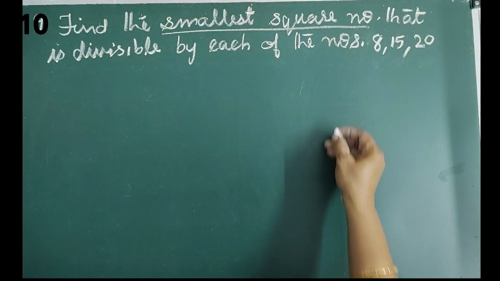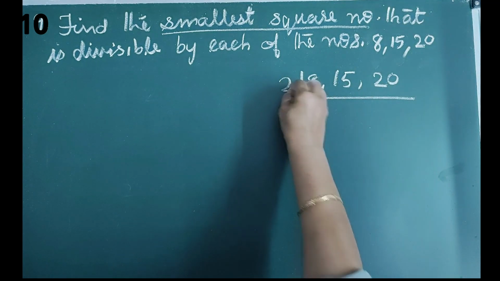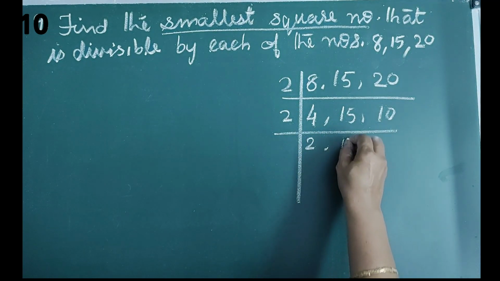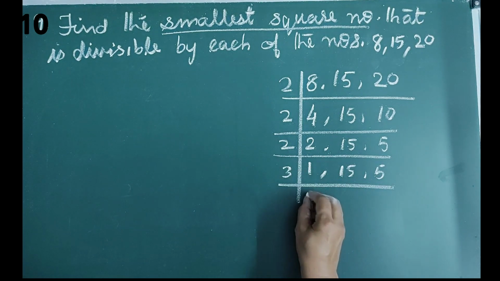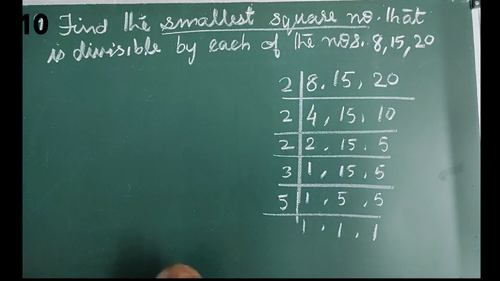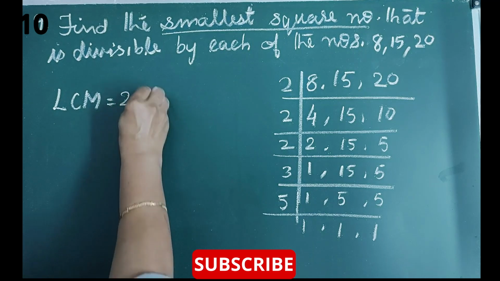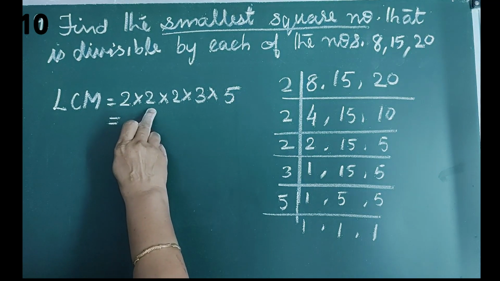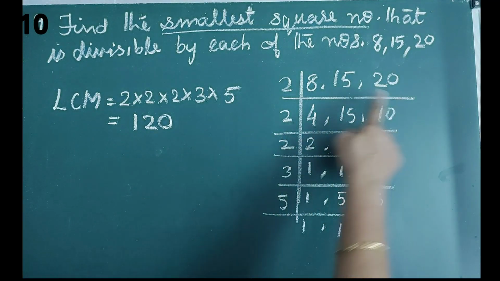So, the LCM of 8, 15 and 20 is, first by 2, then 4, 15, this will be 10. Again by 2, that is 2, 15, 5. Then 2 ones are 15, 5. Then by 3, 1, 5, 5. Again 5, that is 1, 1, 1. So the LCM of 8, 15 and 20 is 2 into 2 into 2 into 3 into 5. That is, 2 2s are 4, 2 4s are 8, 8 3s are 24, 24 5s are 120. So the LCM of 8, 15, 20 is 120.